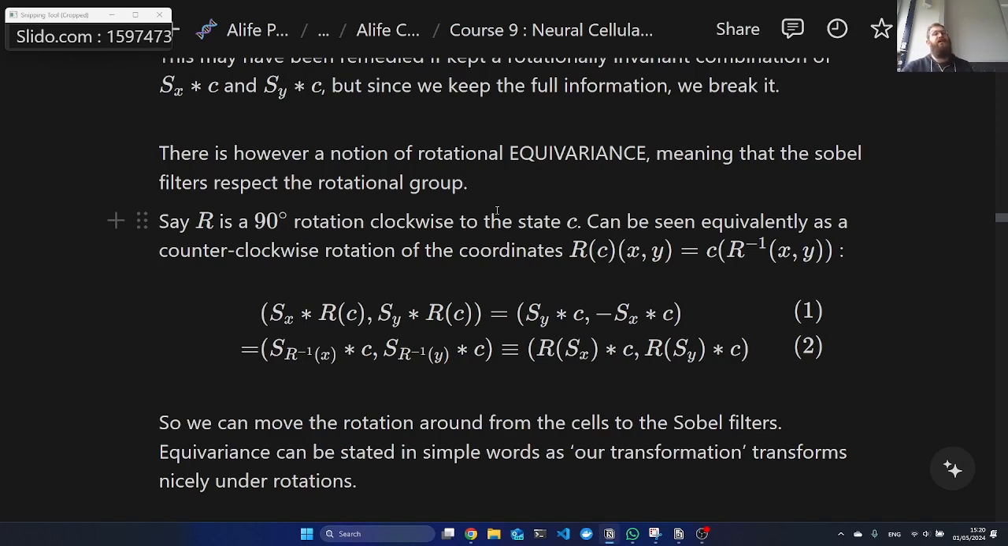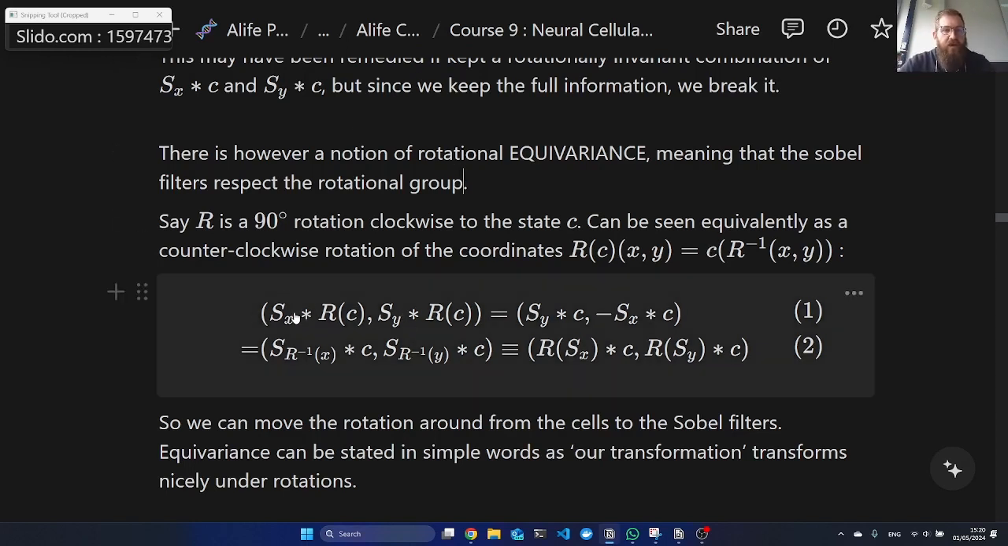So what do we mean by that? We mean that our observations will change according to our rotation of the world in a way which is compatible with the rotation group. Okay, so let me show you what I mean. If we rotate our world C, we say that we apply the rotation to C. So this is a 90-degree rotation as an example, but it works for any rotation. We can see it as the same thing as taking C and rotating the coordinate system in the opposite direction. This is the difference between an active rotation and a passive rotation.